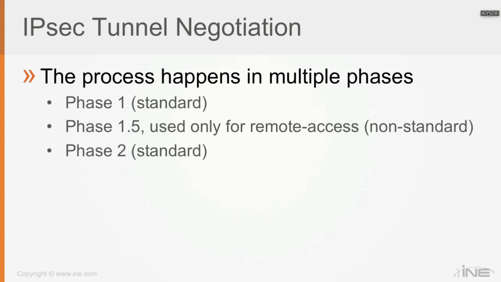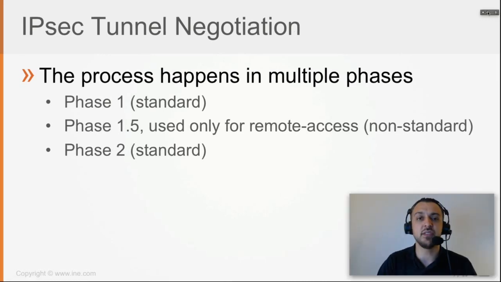So phase 1 has to be negotiated, has to come up, and then phase 2, which is also standard, has to be negotiated and come up. And once phase 1 and phase 2 are negotiated, we call that the IPsec VPN tunnel from the control plane point of view has been built, and now we can send data securely in the IPsec VPN tunnel.